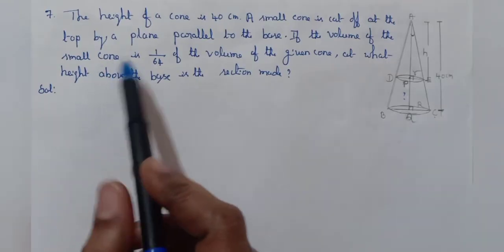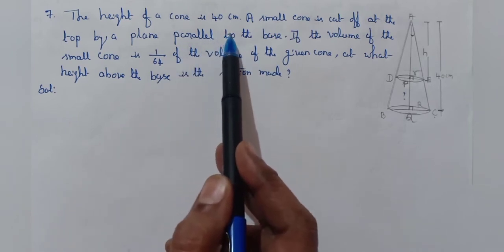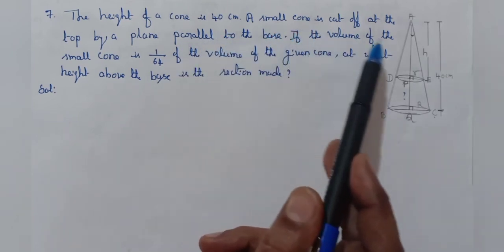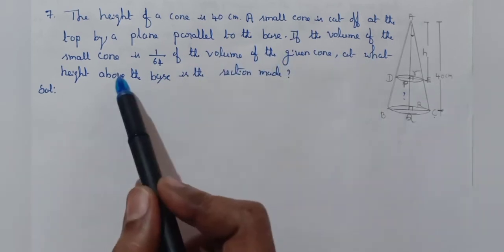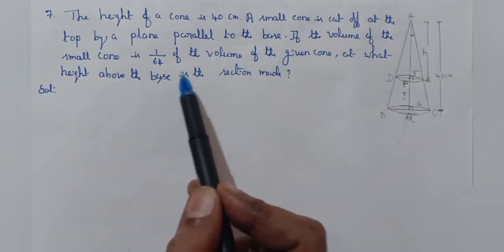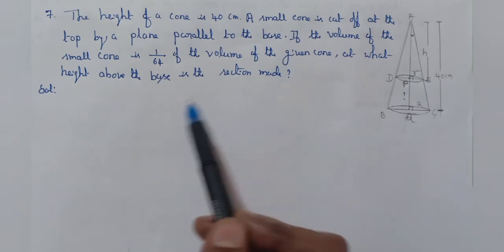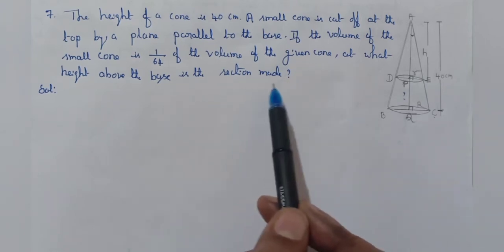Next question. The height of a cone is 40 centimeter. A small cone is cut off at the top by a plane parallel to the base. If the volume of the small cone is 1/64th of the volume of the given cone, at what height above the base is the section made?